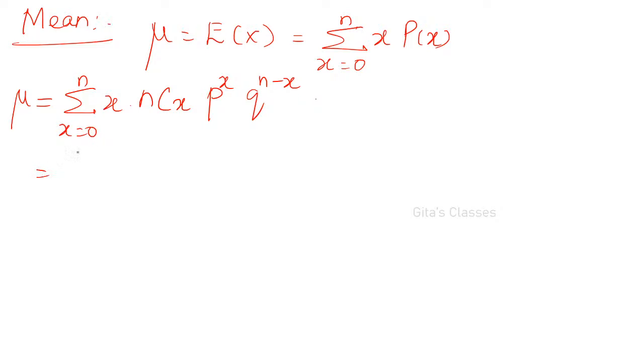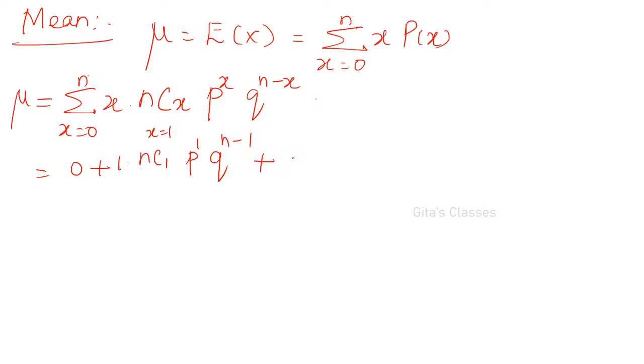When you substitute x is equal to 0, the first term will become 0, right? Then plus, when you substitute x is equal to 1, what will happen? x is 1 and nC1. For x, I am substituting 1, for x is equal to 0, x equal to 1, etc., up to n. x varies from 0 to n. So nC1 into p, wherever you have x, you substitute x is equal to 1. So p^1, q^(n minus 1).